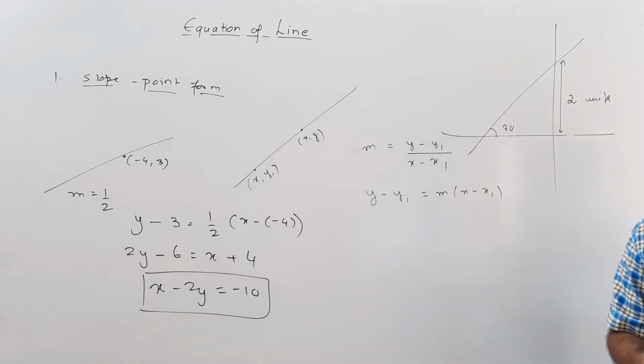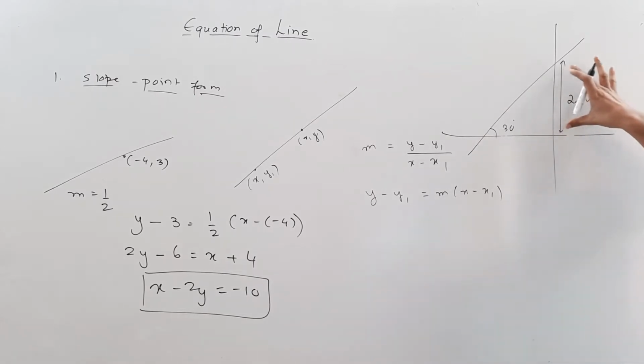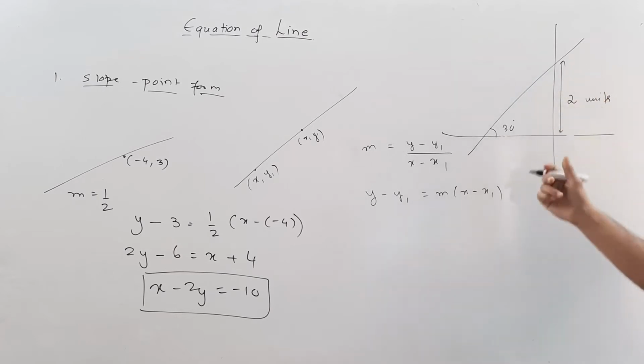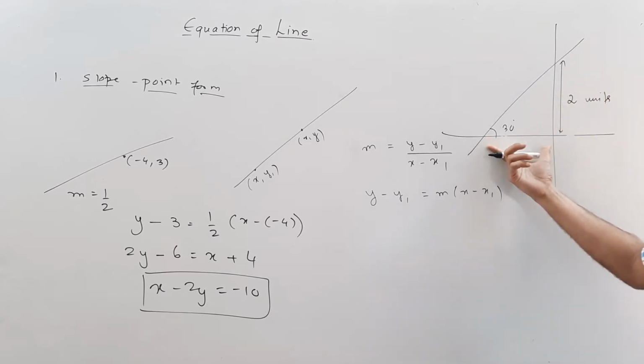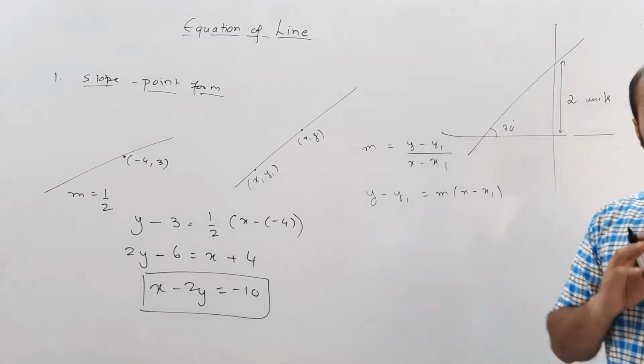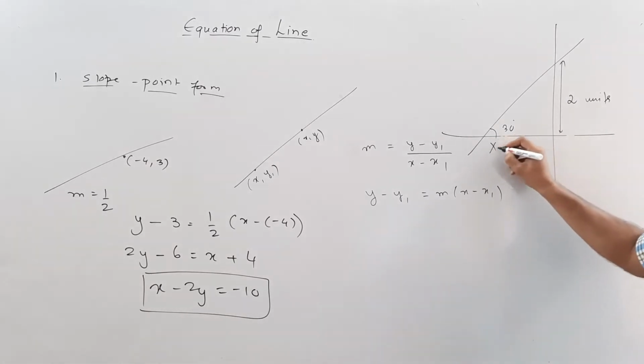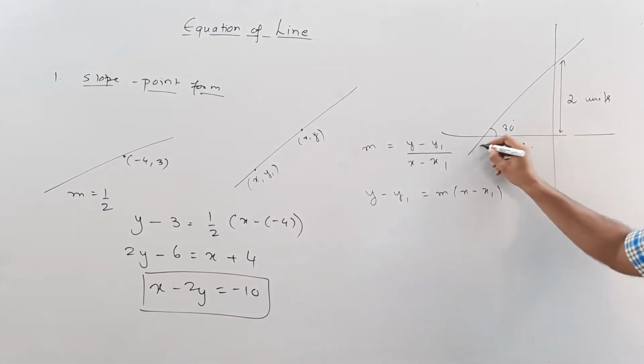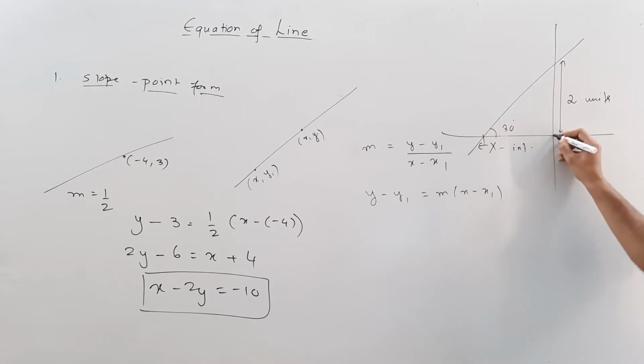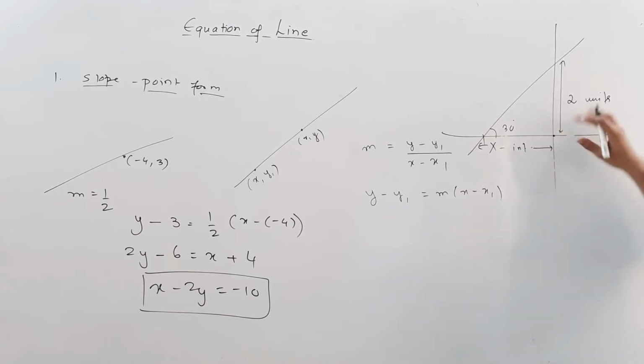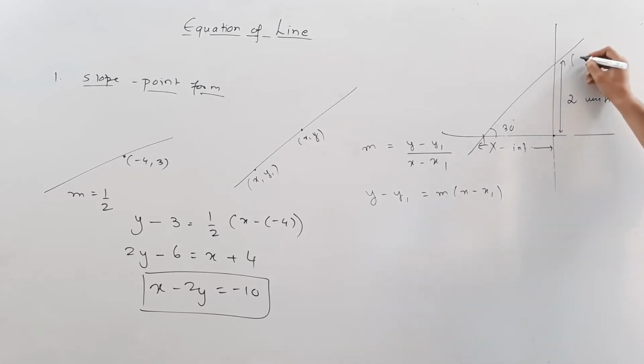So y-intercept is actually the part of the y-axis which is cut by the line, and this is the x-intercept. So this is the part of x-axis which is cut by line. So let me write it. So this is the x-intercept from here to here, and this is the y-intercept. So the y-intercept is given to us. It means that this point is going to be nothing but 0 comma 2.